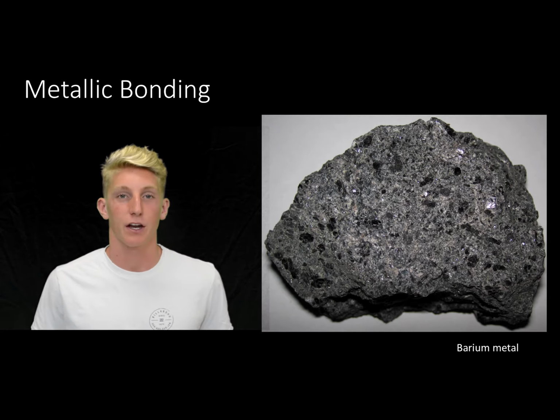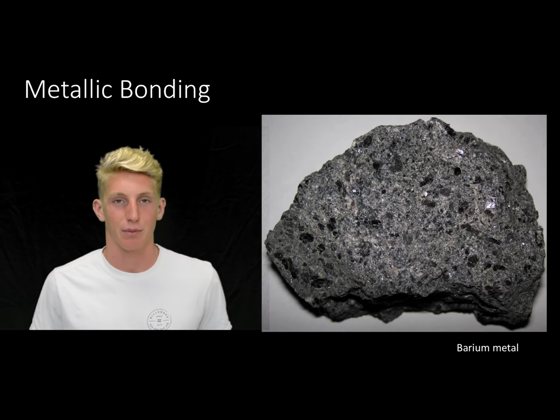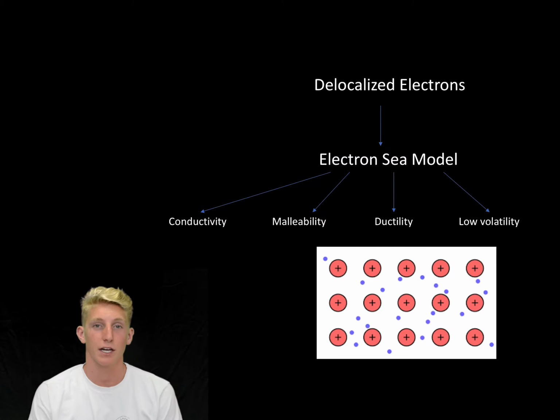Today we're going to be covering another chemistry essential, that is metallic bonding. To begin, we're going to be talking about delocalized electrons, which form an electron sea model. This electron sea model is what is responsible for metals' ductility, low volatility, conductivity, and malleability.